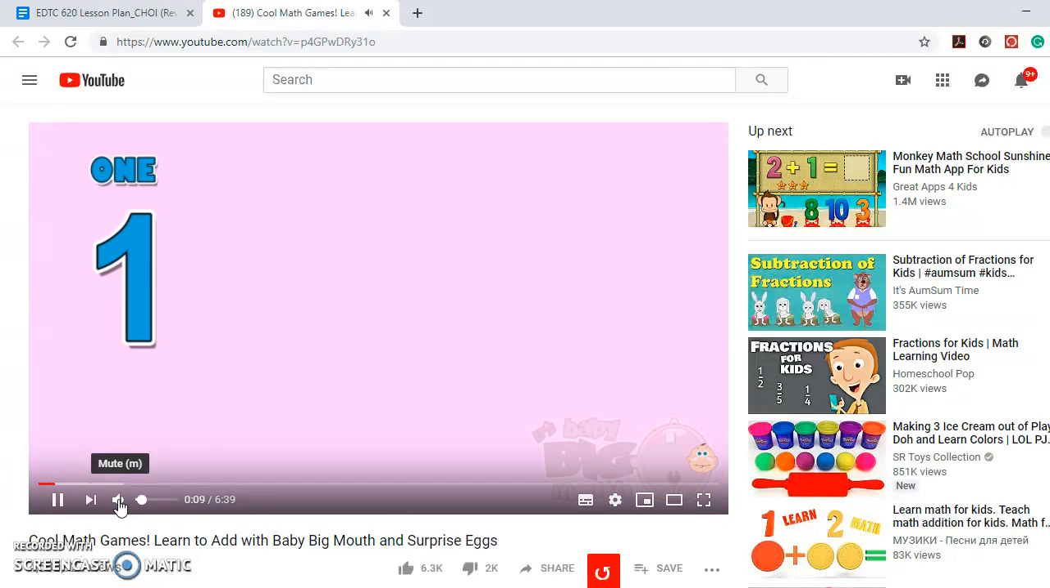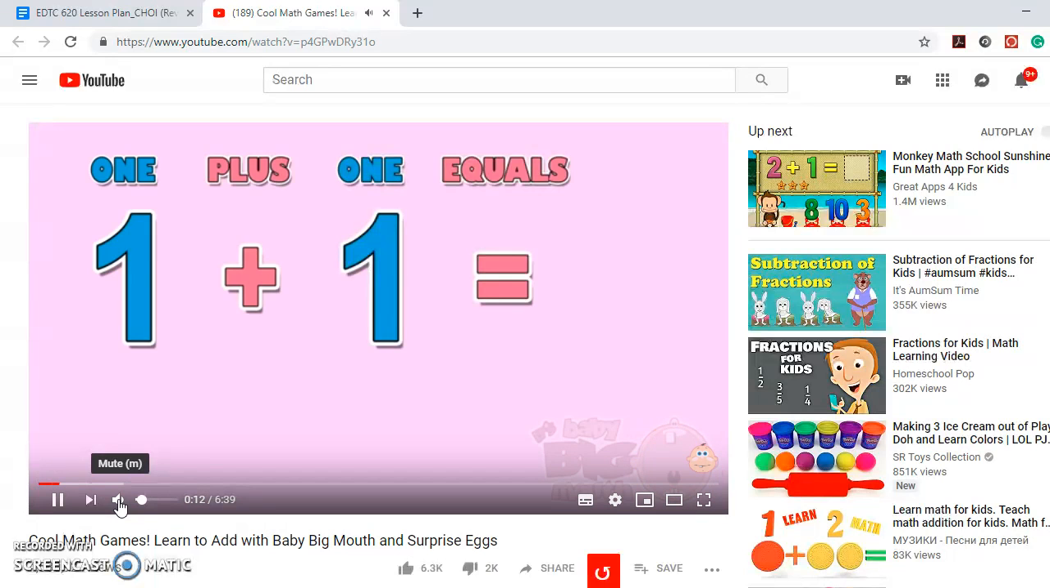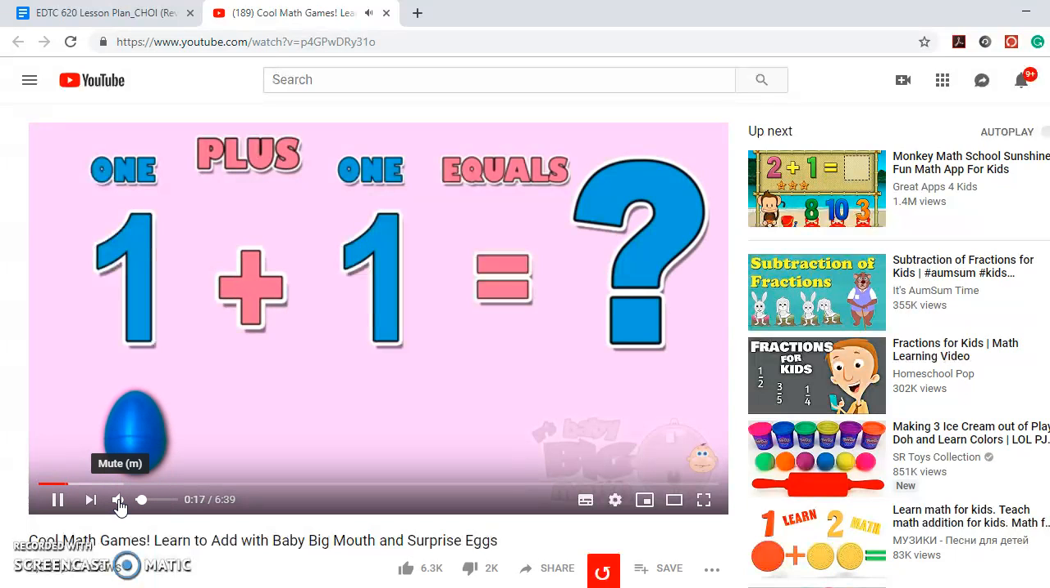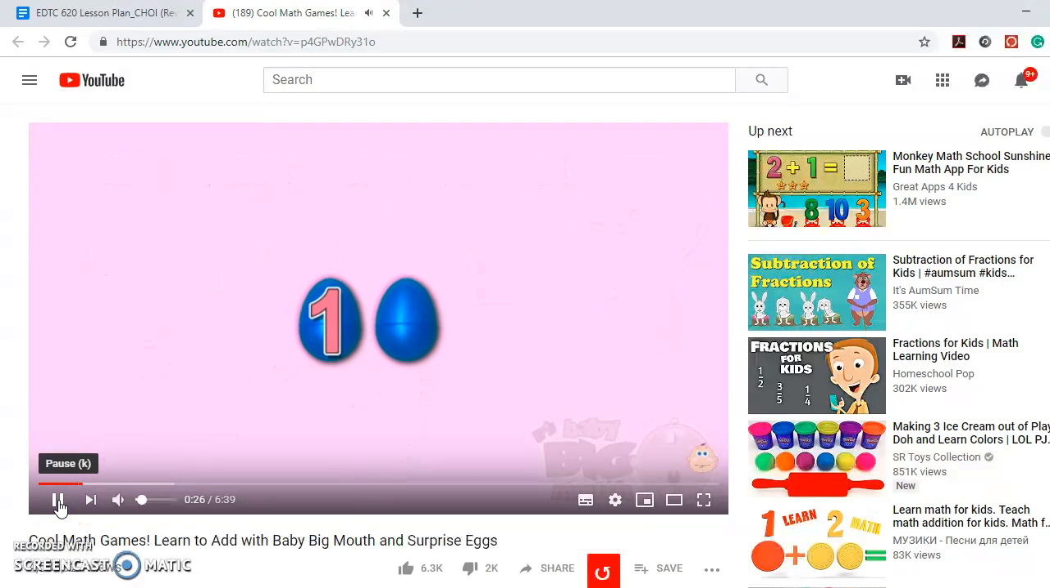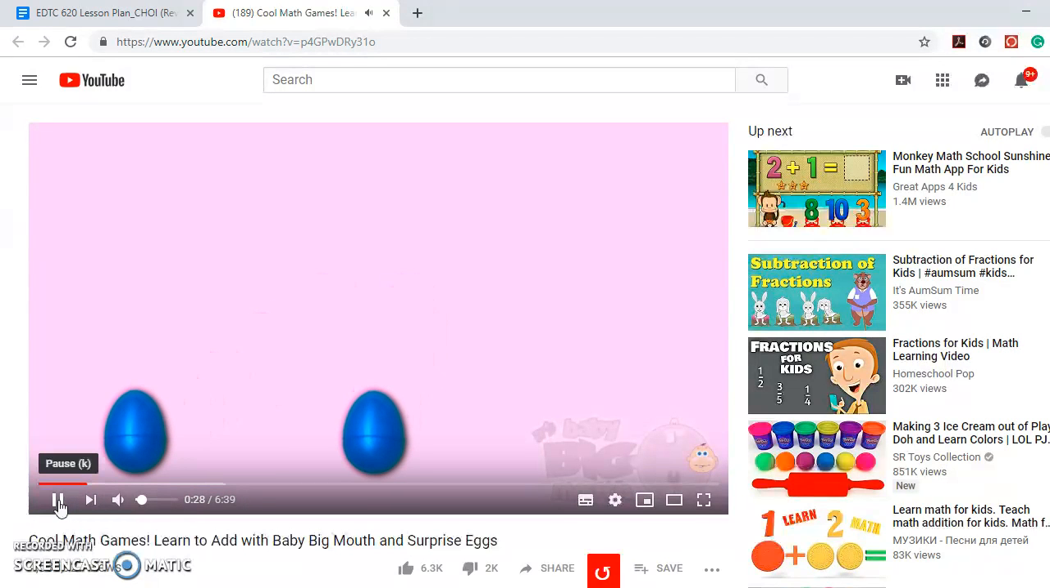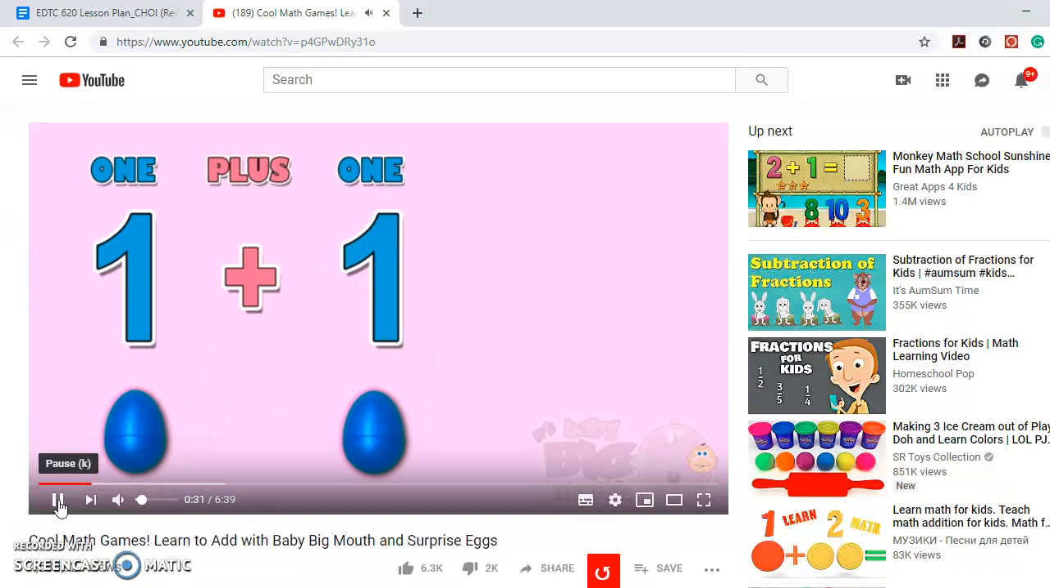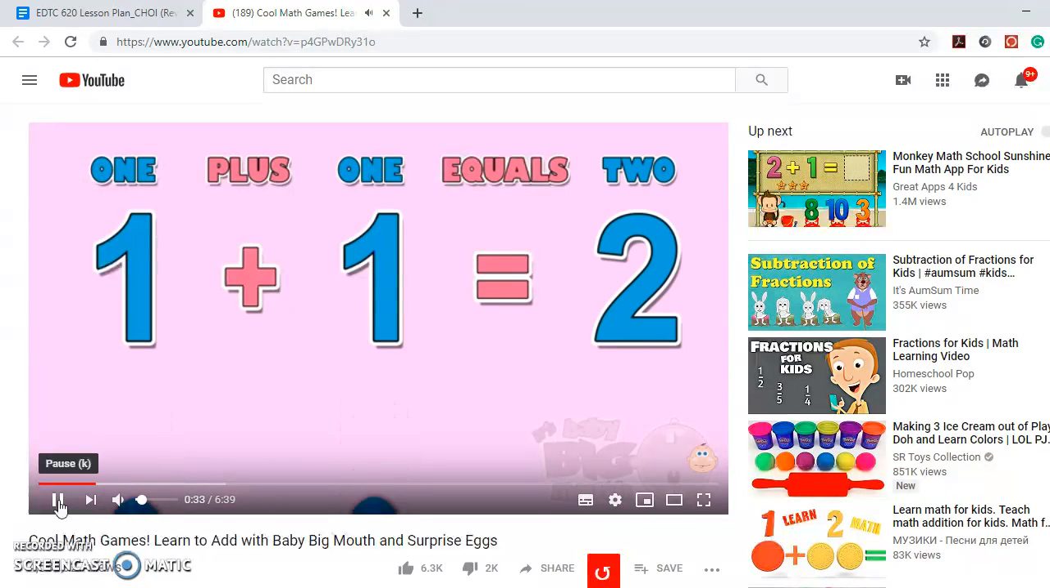Surprise! 1 plus 1 equals... 1 plus 1 equals, what do you think the answer is? So right now, this is one egg and this is another egg. If you put both of them together, the question is, what do you think the answer will be? Okay, let's see. The answer is, let's count the eggs. 1, 2. Aha! We got it! 1 plus 1 equals 2.